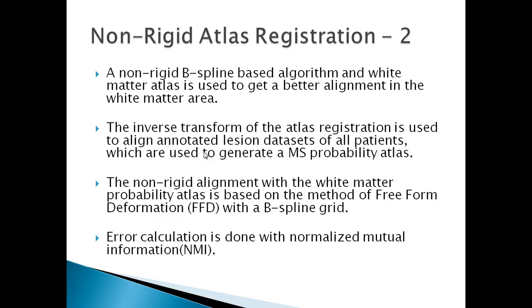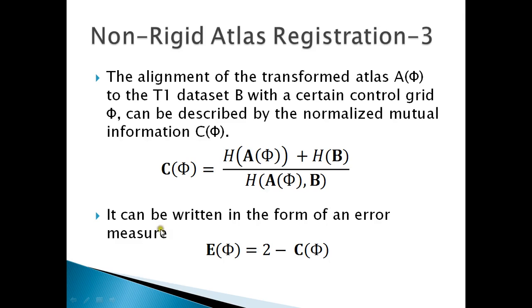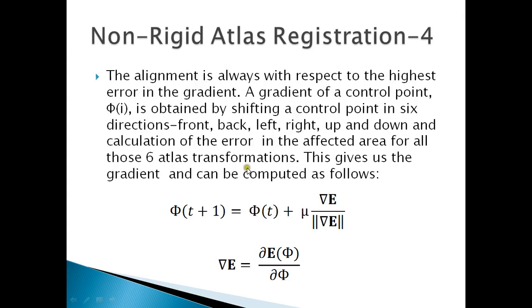And as I said in the previous slide, error calculation is done with the NMI. So that's why we can represent this C as a function of E. The E represents error here, the error measure. The alignment is always with respect to the highest error. So we would like to call the highest error in the gradient.